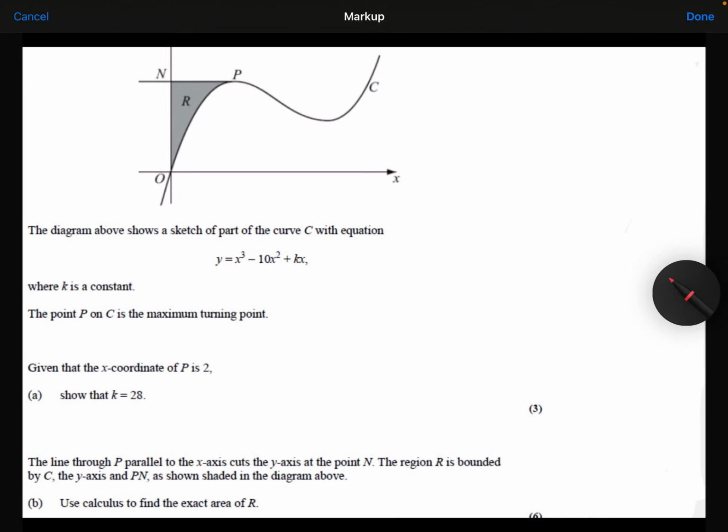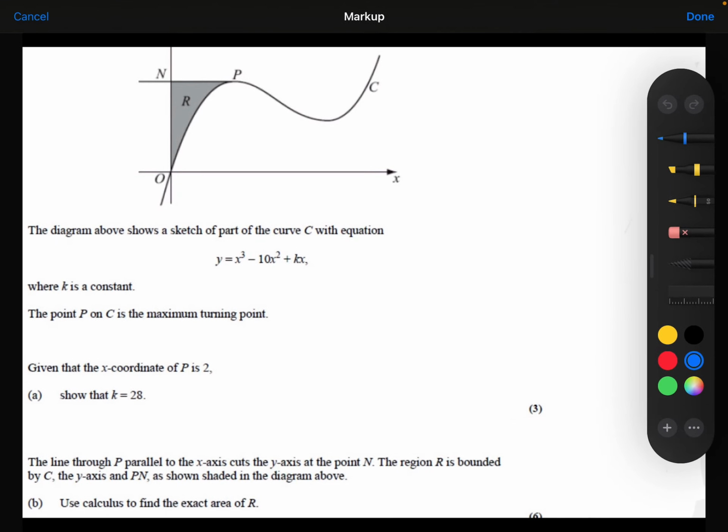So let's move on to part B of this question, where we know now that k is 28. Right, the line through P parallel to the x-axis cuts the y-axis at point N. The region R bounded by C, the y-axis, and PN is shown shaded in the diagram above. Part B, use calculus to find the exact area of R. So we need to find the shaded region here.